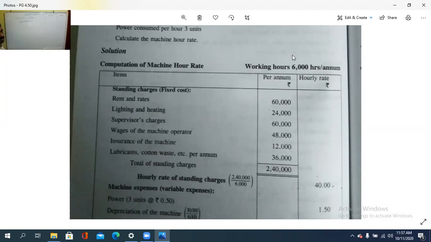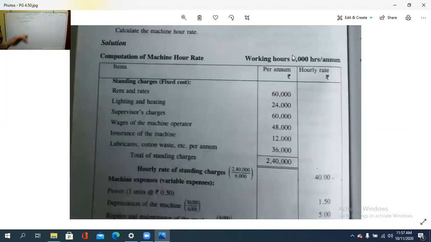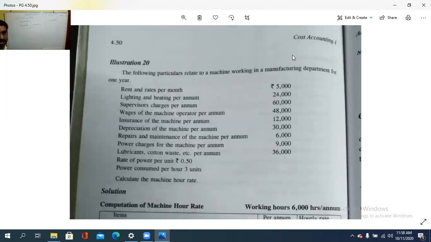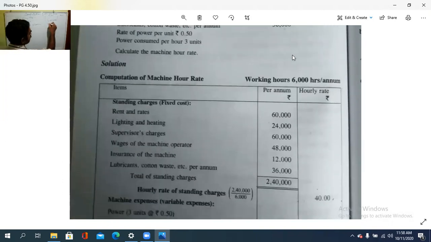How much? 12,000 is given in the question as monthly. Sorry, 5,000 is given in the question as monthly. So yearly, multiply into 12. So 60,000. Next step, lighting and heating. All the fixed cost items are to be taken. Lighting and heating, that is given in the question as 24,000 per annum. That 24,000 is coming here because it is given as per annum.